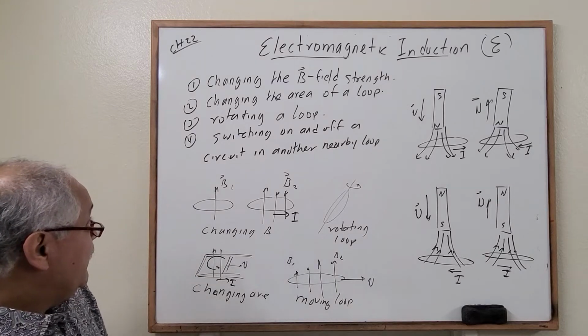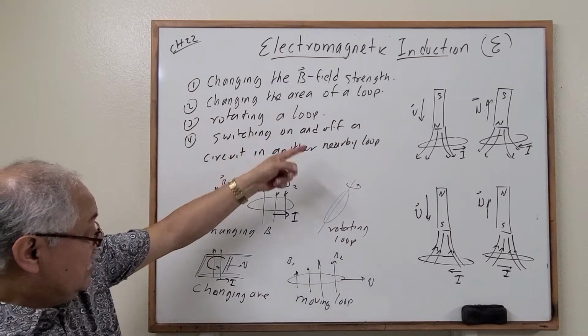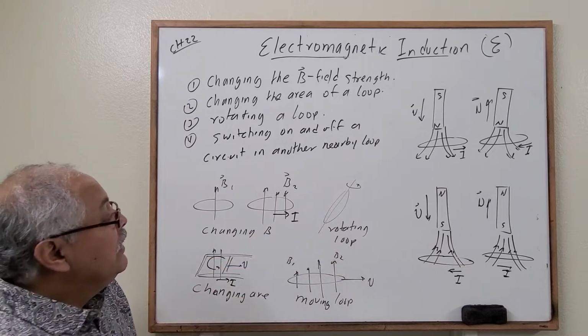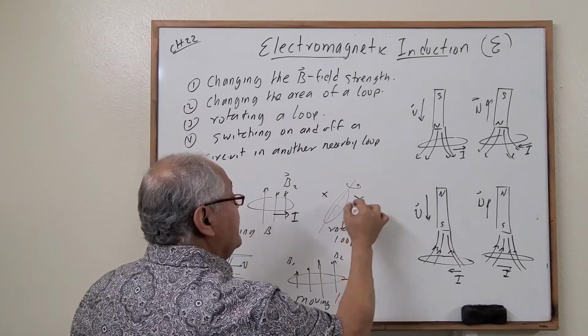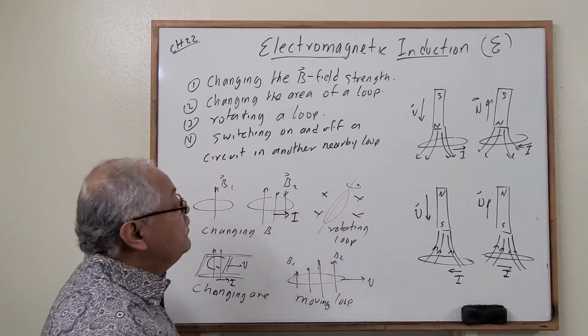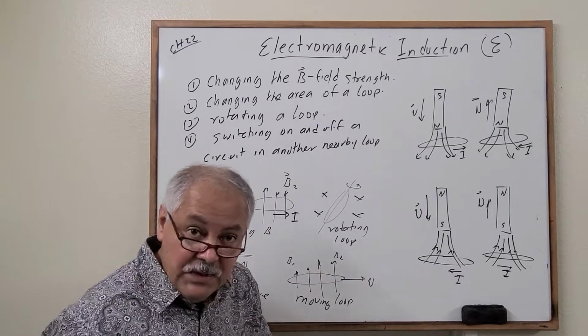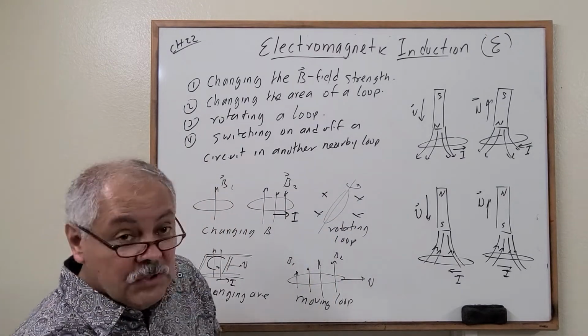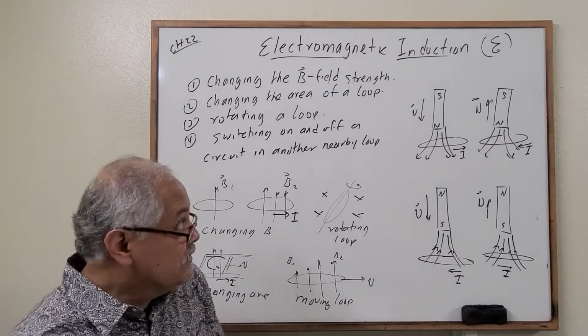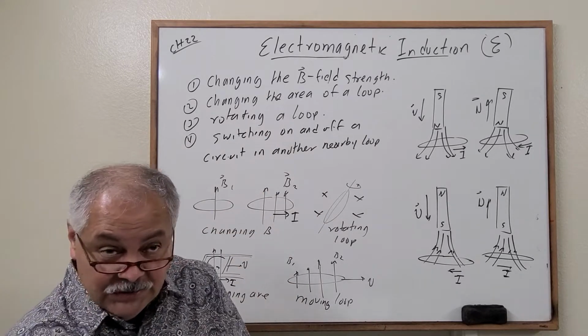Okay, another way is rotating a loop inside of a magnetic field. Imagine that this is the magnetic field right here, correct? And now we have a loop, and now we rotate that loop. In that case, we also induce a current, or we have electromagnetic induction.